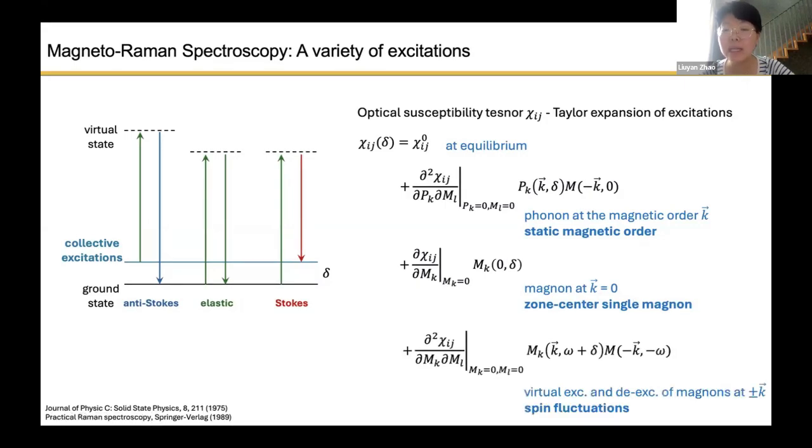And then another way is that we can do two spin excitation processes at the two opposite wave vectors. Because of the two spin processes, we can probe the spin fluctuations in this process as well, as two magnon excitations sometimes. So these are different ways to see the magnetic information in a system through the Raman process.